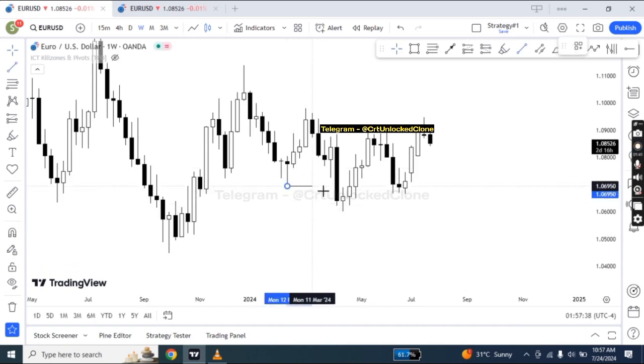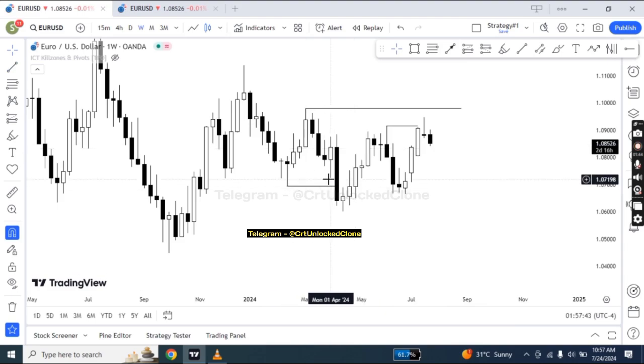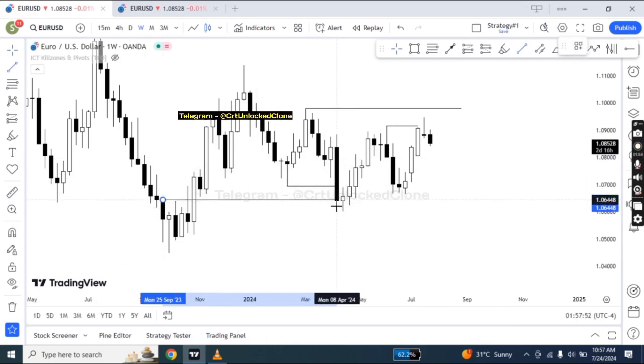So on the weekly time frame, you can see that we are inside of this range right here. Now what happened is that we first of all took out this range low and we took it out with this big bulky candle, and with this particular candle we also tested a weekly order block in the form of this candle right here.